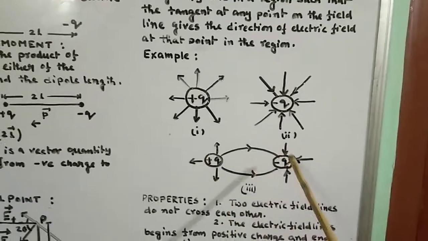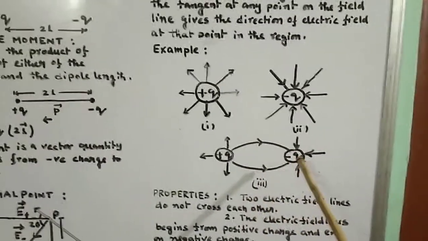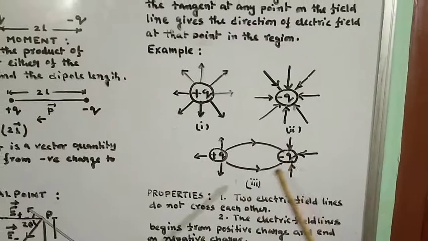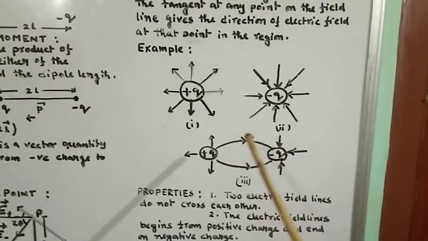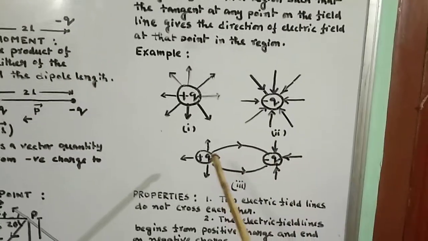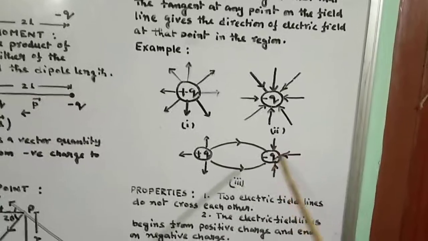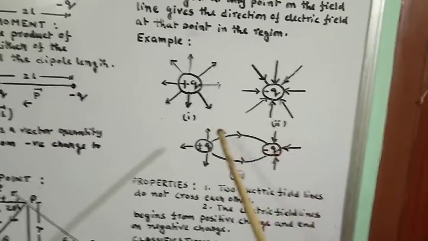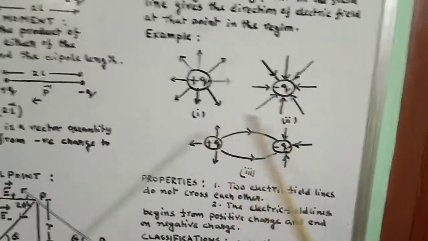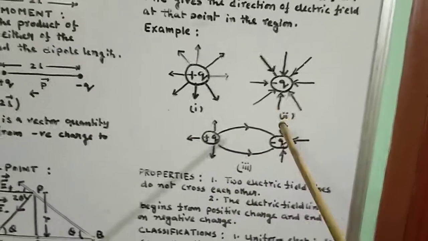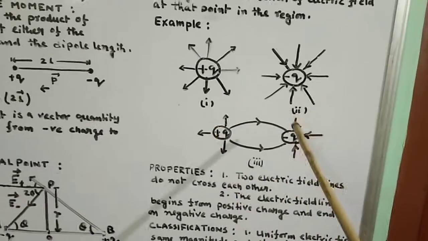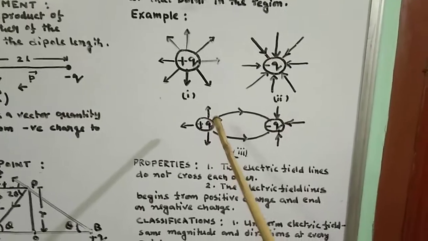This system is nothing but a dipole, and sometimes it is asked what is the direction of the dipole. Basically, a dipole directs from the negative to the positive charge, because this arrow you can consider the entry and this arrow you can consider the exit. So if you consider this system, one is entry and another is exit, so the direction is from negative to positive.